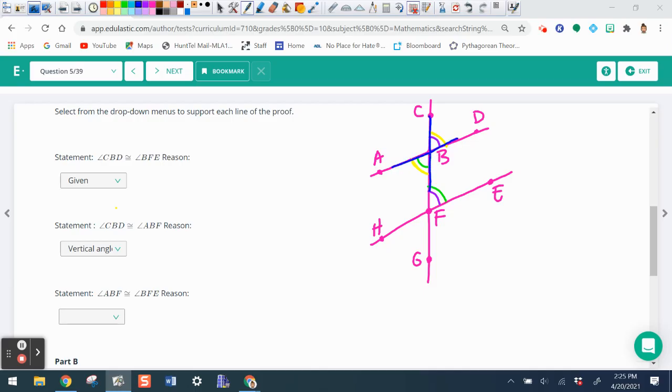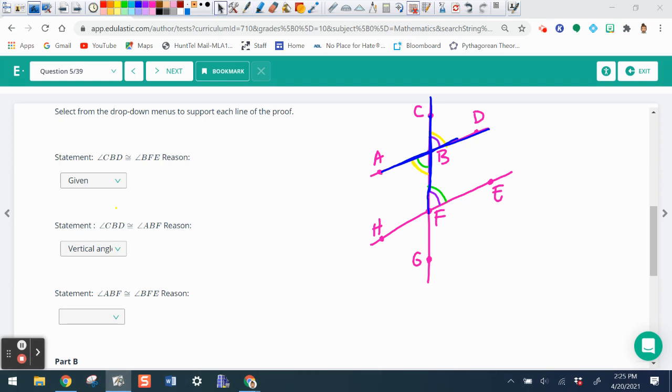They are two opposite angles formed by the intersection of lines CG and AD. They are congruent, actually referred to as the vertical angles theorem. So how did I know that angle CBD and angle ABF are congruent? Because vertical angles are congruent. Now let's look at our next statement.